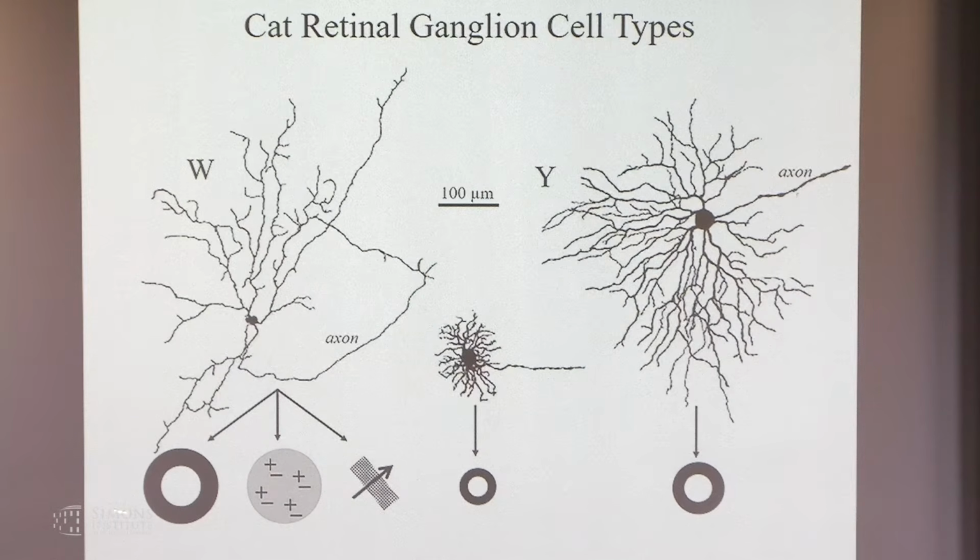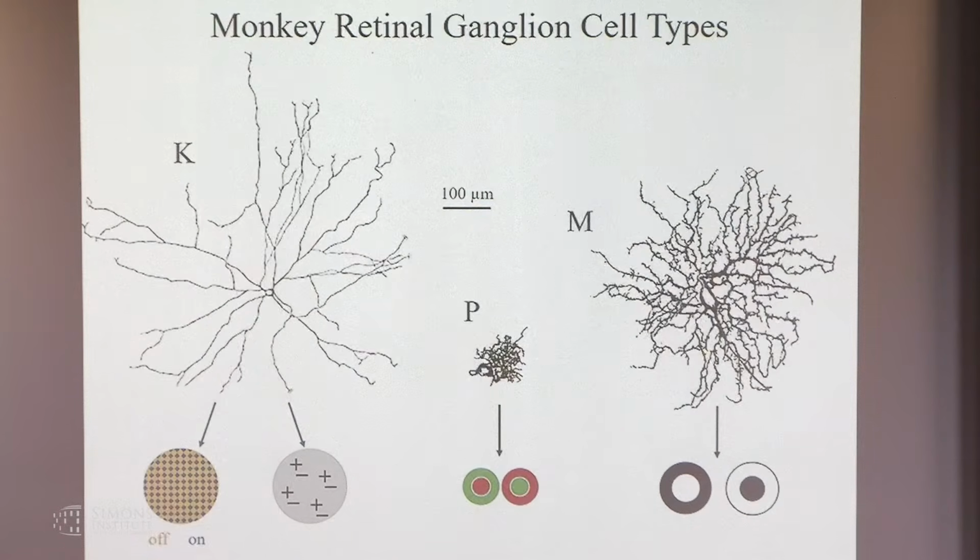But these include cells that have the classic center-surround organization, as you see in X and Y cells. Other cells have diffuse on and off zones that aren't organized in a center-surround. Some of them show direction selectivity, and some of them show color sensitivity. So there's a wide variety of different cell types that we're lumping together as W. But these represent separate channels that come out of the retina.